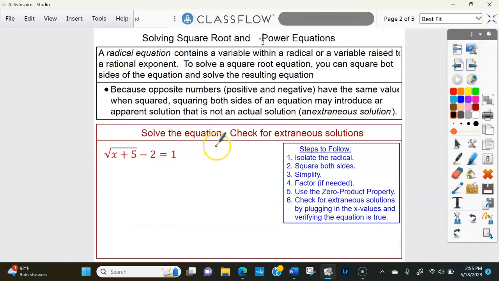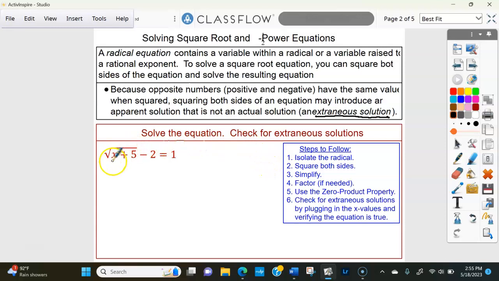So let's have a look at this example. Now I put here that because opposite numbers, positive and negative, have the same value when squared, when you square both sides of an equation, it may introduce apparent solutions that is not an actual solution. This is called an extraneous solution. In other words, an extraneous solution is an answer that you'll get to the equation that doesn't actually work. We'll talk about that when we finish this equation.